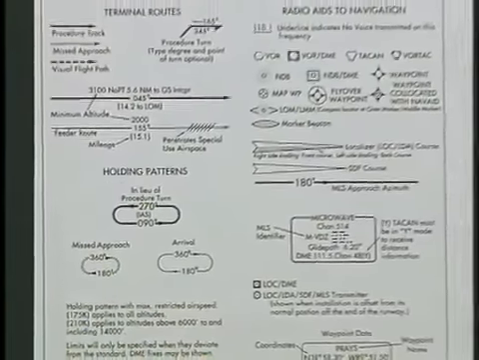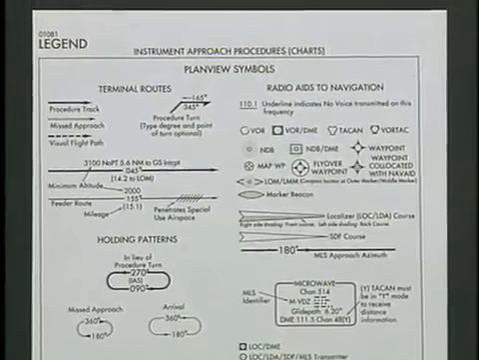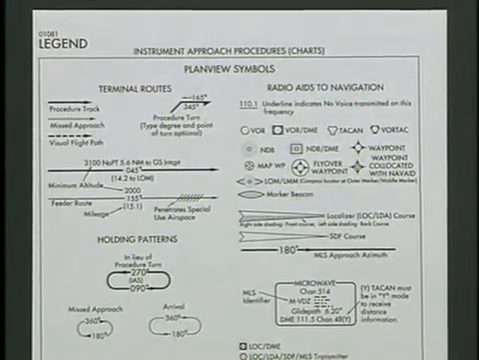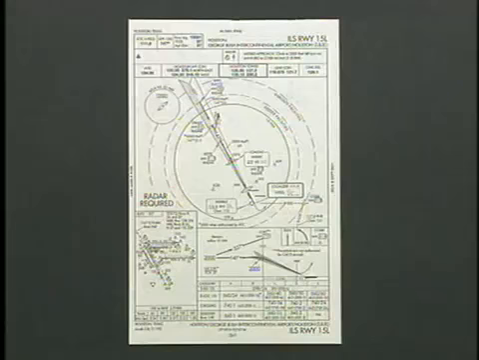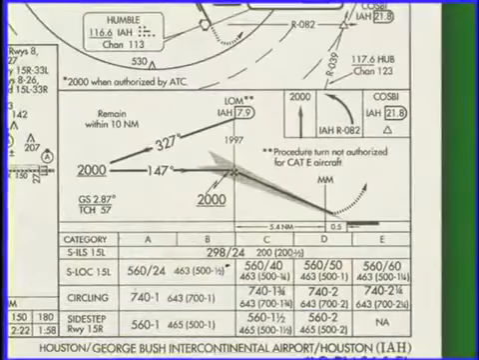You can find additional information on the plan view symbols in the legend at the front of the chart booklet. Look for the page titled Plan View Symbols. Now let's turn our attention to the profile view.